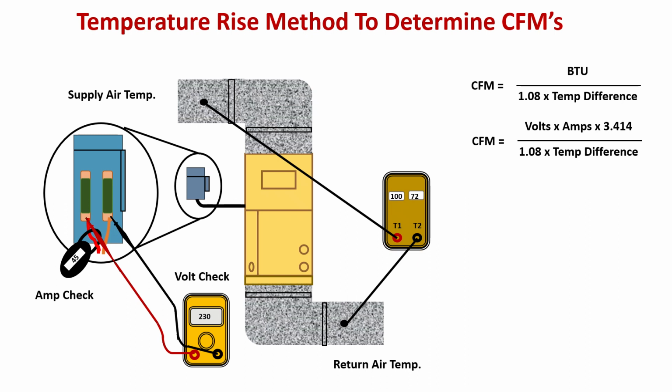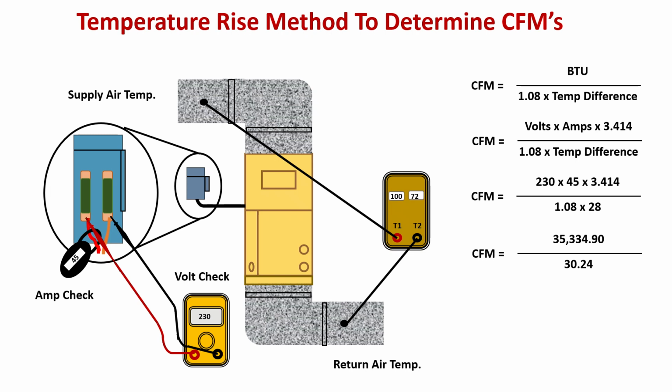The difference between the supply and return air is 100 minus 72, which equals 28. Filling in the numbers, we have CFM is equal to 230 times 45 times 3.414 divided by 1.08 times 28. Doing the math, we have 35,334.90 divided by 30.24, giving us a CFM equal to 1,168.48.